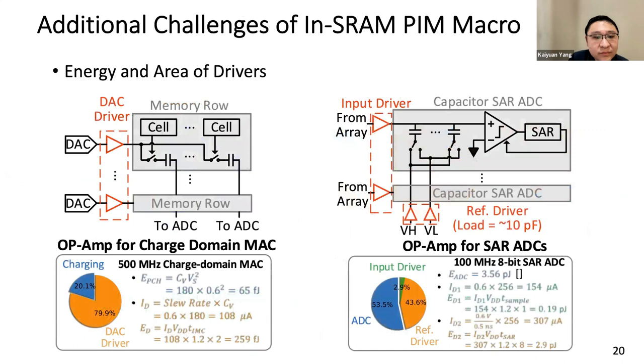Here we provide some more detailed analysis on the energy and area of input drivers. In addition to the bottom plate driving in charge domain computing, it is very common to see other types of analog drivers in PIM designs for driving the input signal, like in this work, and also for the analog to digital converters. Normal analog to digital converter designs require an input driver to sample the input signal on a capacitor, and they also require drivers for the reference voltages. All these drivers require high power consumption. And because of the large number of DACs, input drivers, and ADCs we have in a PIM system, the total energy associated with these drivers will be the dominant source of energy. That will greatly diminish the benefits we want to get from PIM.